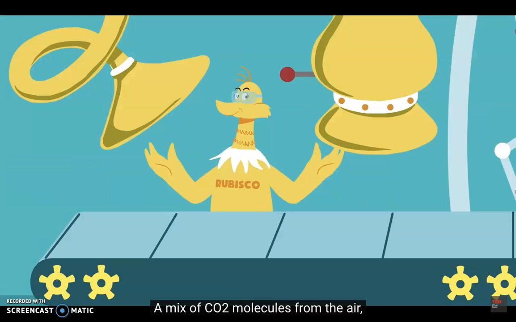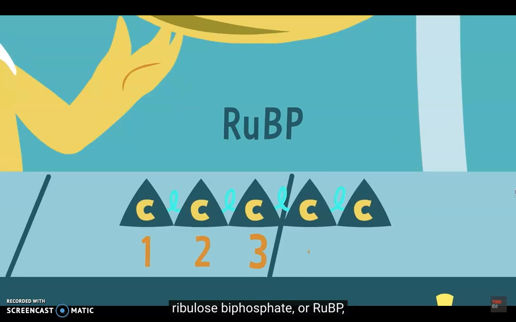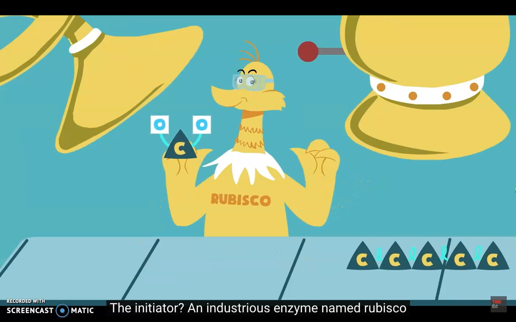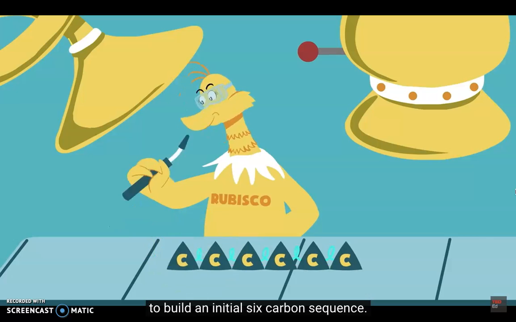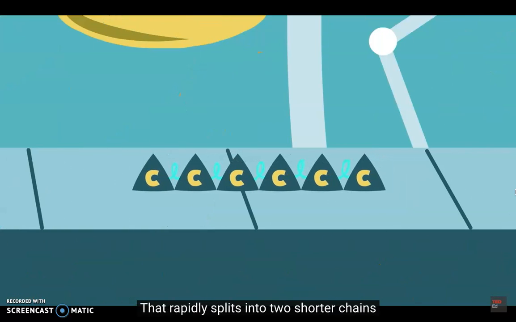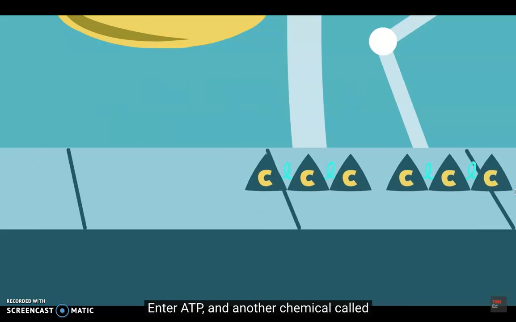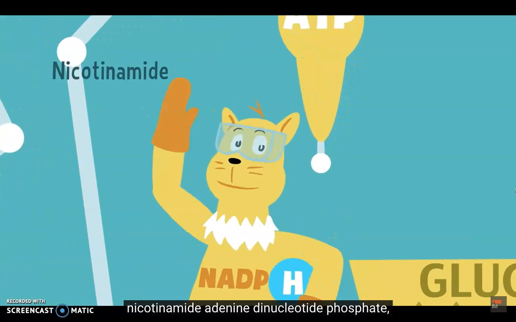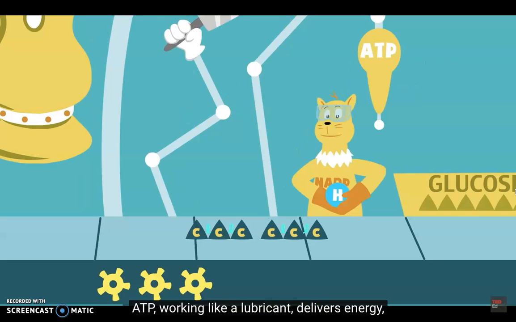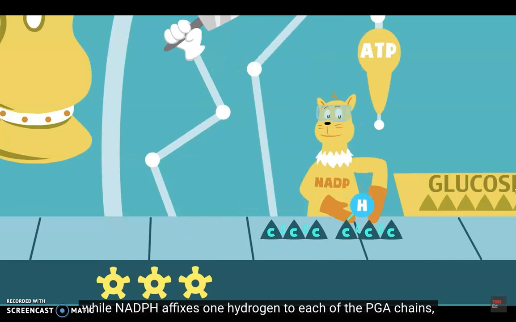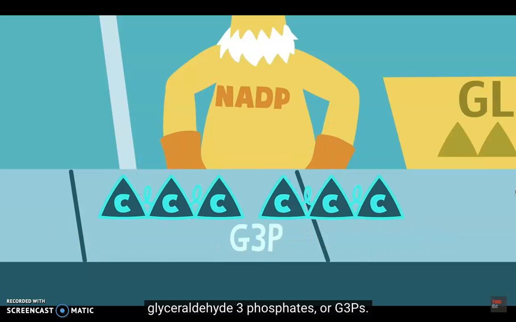The starting materials? A mix of CO2 molecules from the air and pre-assembled molecules called ribulose bisphosphate, or RuBP, each containing 5 carbons. The initiator? An industrious enzyme named Rubisco that welds 1 carbon atom from a CO2 molecule with the RuBP chain to build an initial 6-carbon sequence. That rapidly splits into 2 shorter chains containing 3 carbons each and called phosphoglycerates, or PGAs for short. Enter ATP, and another chemical called nicotinamide adenine dinucleotide phosphate, or just NADPH. ATP, working like a lubricant, delivers energy, while NADPH affixes 1 hydrogen to each of the PGA chains, changing them into molecules called glyceraldehyde 3-phosphates, or G3Ps.